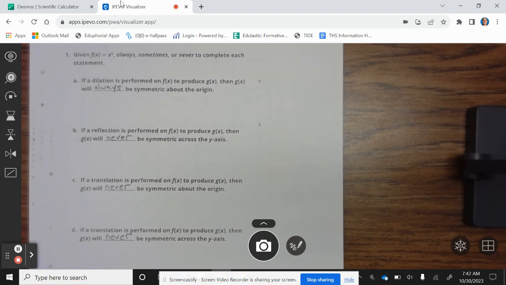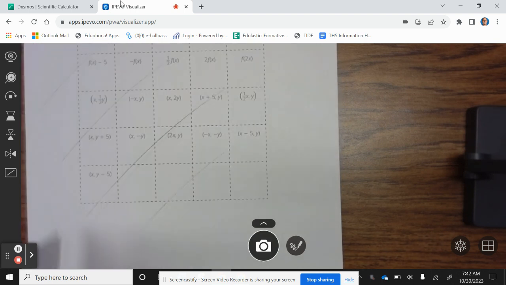C. If a translation is performed on f of x to produce g of x, then g of x will never be symmetric about the origin. D. If a translation is performed on f of x to produce g of x, then g of x will never be symmetric across the y-axis. All right, let's take a look at the next page.